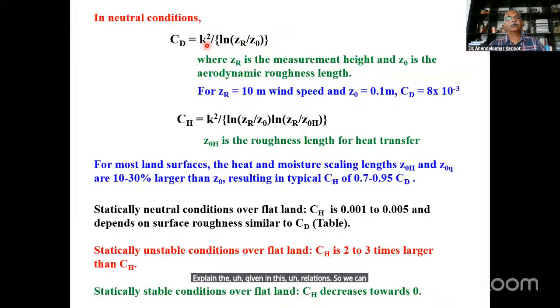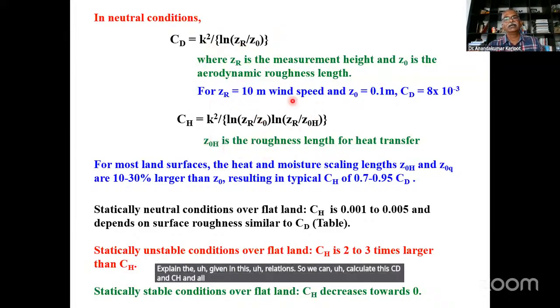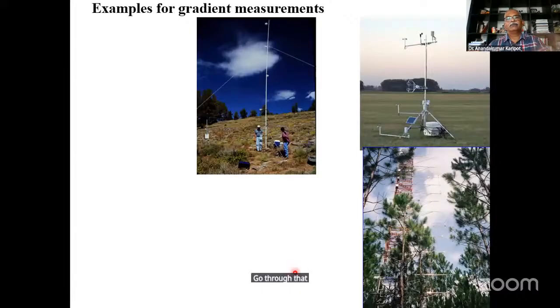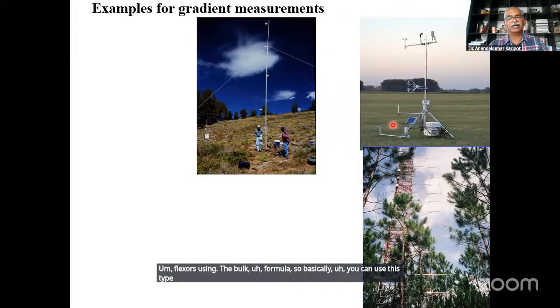So we can calculate this CD and CH and all that, provided we use the aerodynamic roughness length Z0 and the level of our interest. Using that, we can calculate these coefficients and use them in those relations. Typical values of all these coefficients I have mentioned here, so you can go through that if you want to calculate these fluxes using the bulk formula. Basically, you can use this bulk or gradient method.